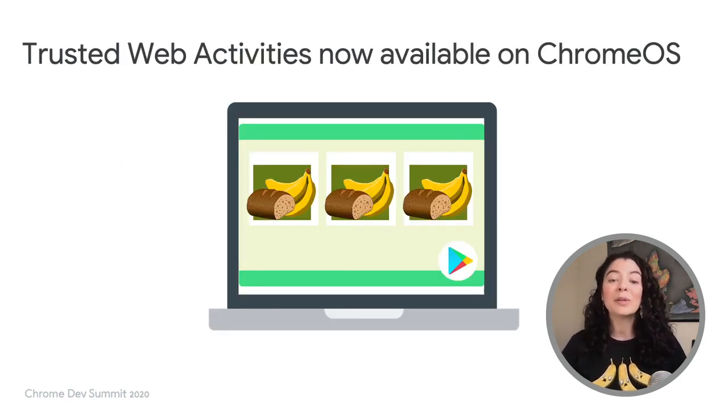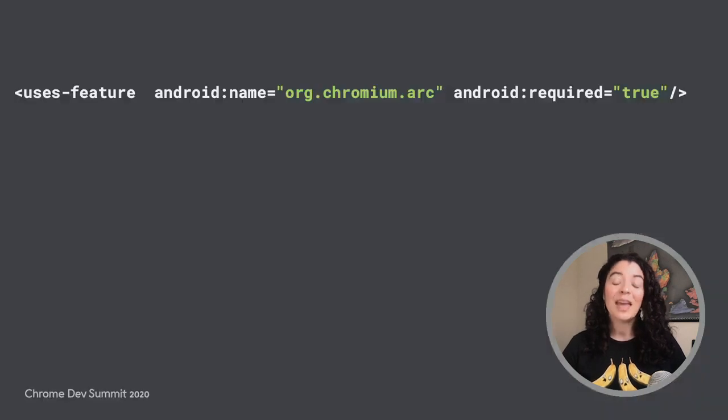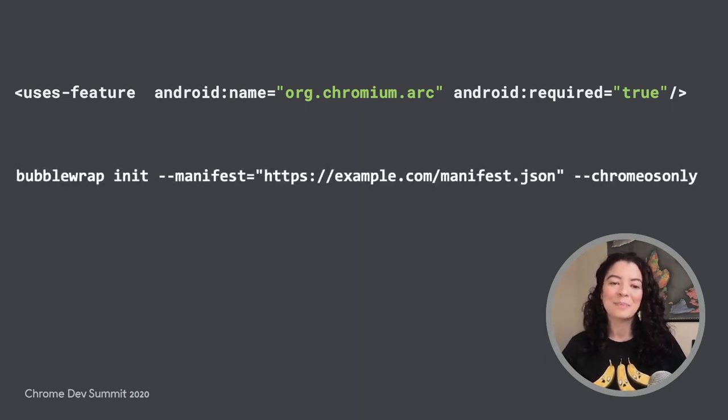In other news, from Chrome 85, Trusted Web Activities can also be installed on Chromebooks. For the best experience on Chrome OS, your Trusted Web Activity should not include any native Android code. If you want to restrict your app to be installable only on Chromebooks, you can manually add this flag to your Android manifest. And if you use Bubblewrap, we have an option that will add the configuration for you.